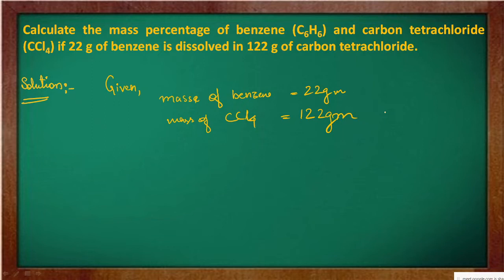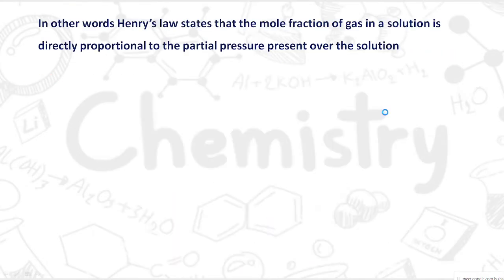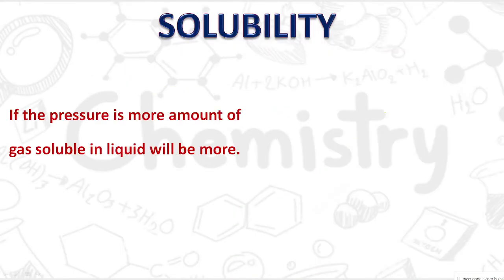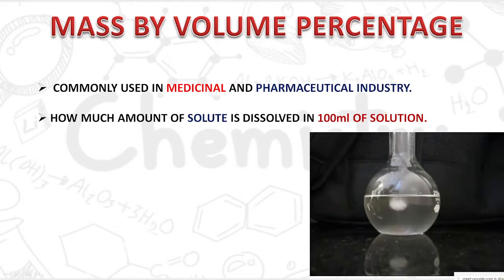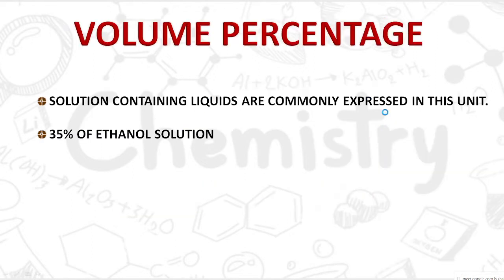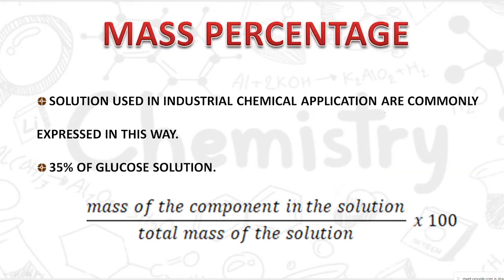If you remember the starting part, let me move to the previous slide. Mass percentage. So this was my mass percentage. Now in case of mass percentage, you see what the formula was: mass of the component in the solution divided by total mass of the solution, multiplied by 100.